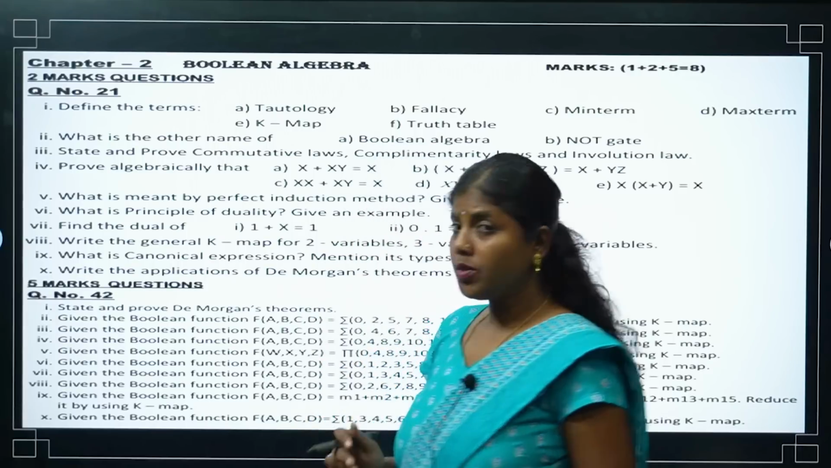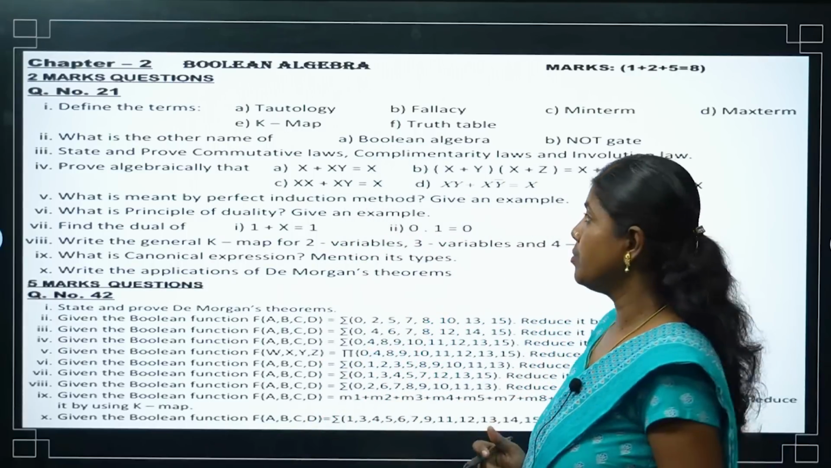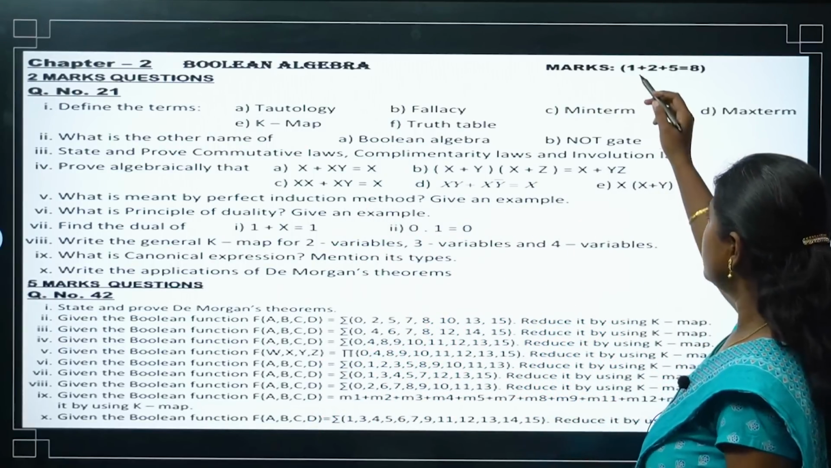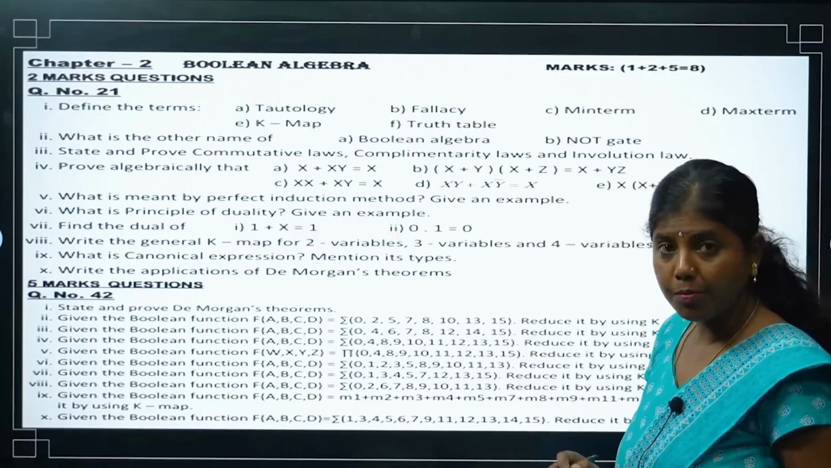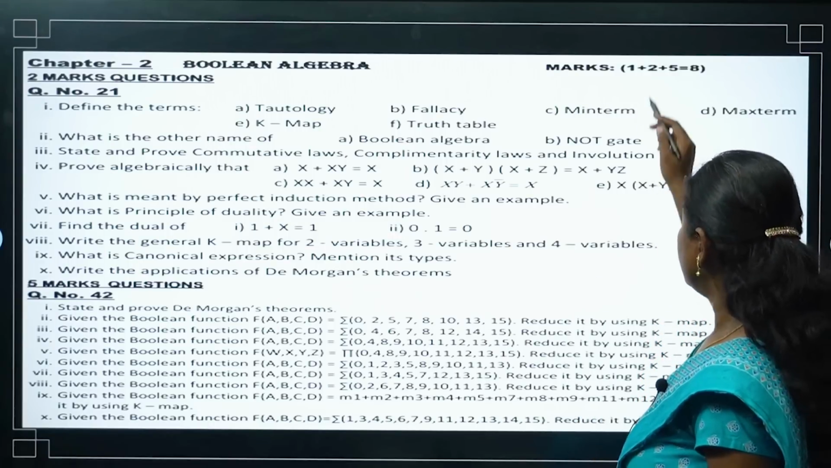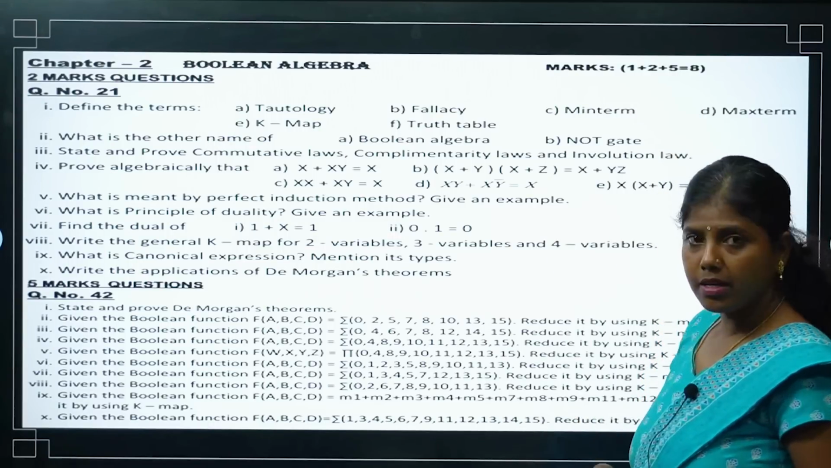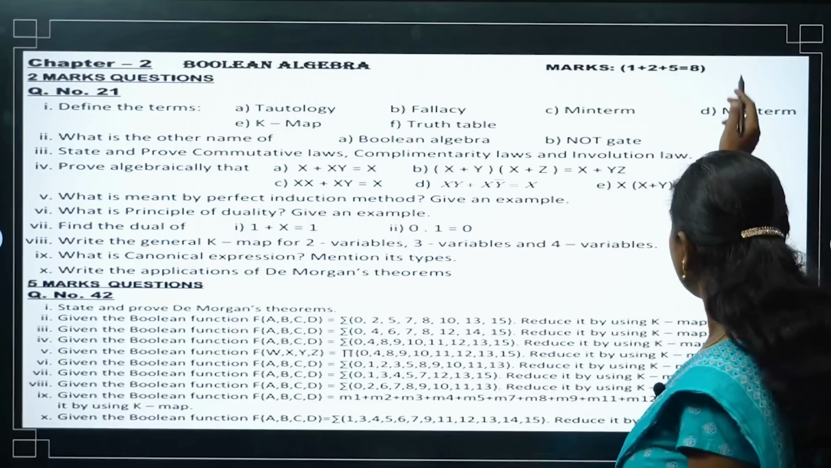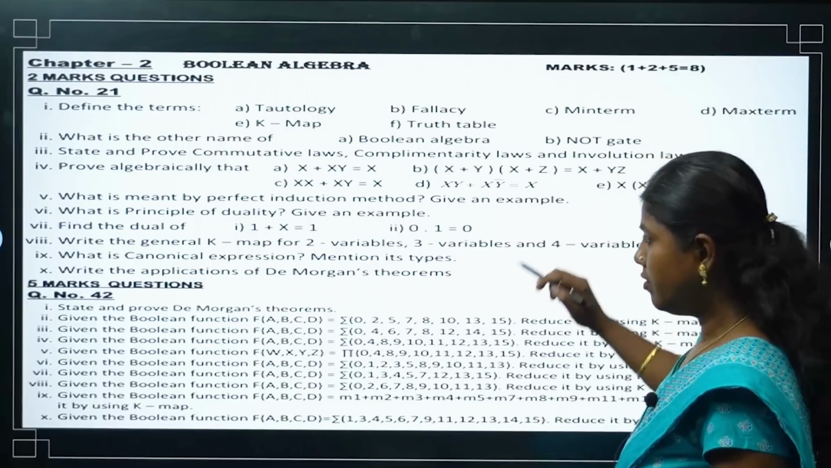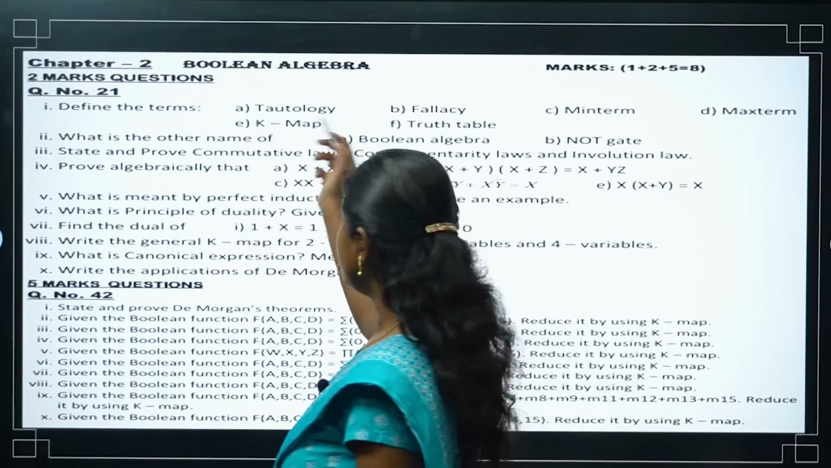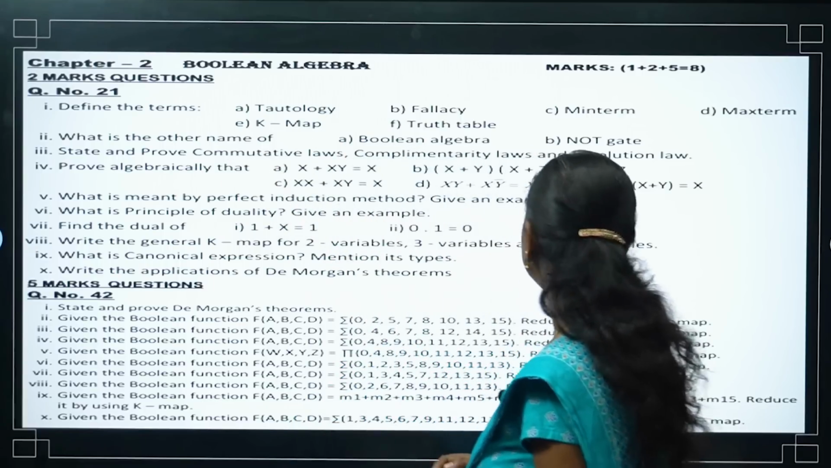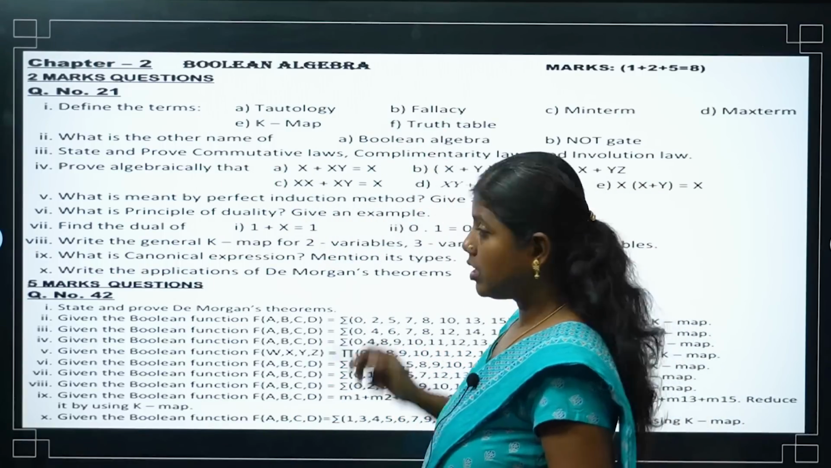The next chapter is a very important chapter, Boolean algebra. What questions may you get here? You will definitely get 1 question from MCQs here, and 2 markers and 5 markers put together. This chapter carries 8 marks here. Here we have to define the terms: tautology, fallacy, min term, max term, K-map and truth table.